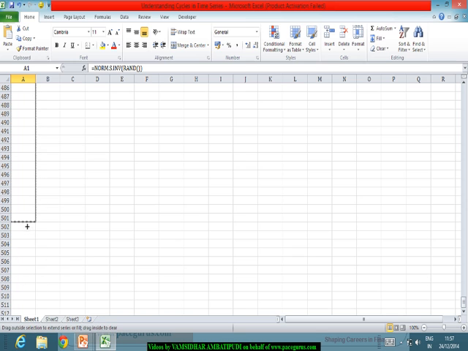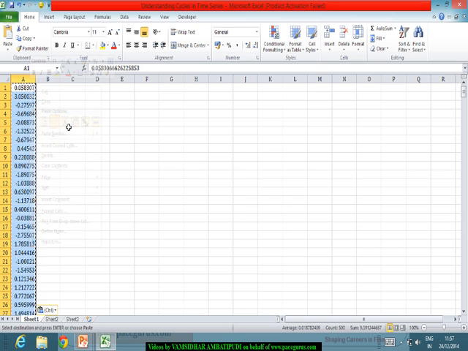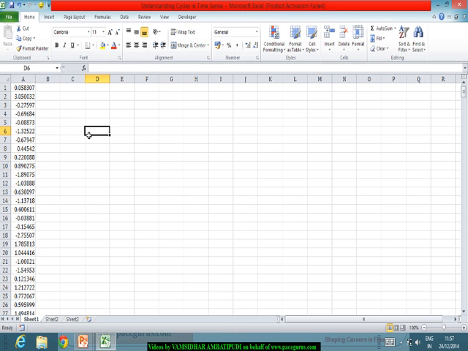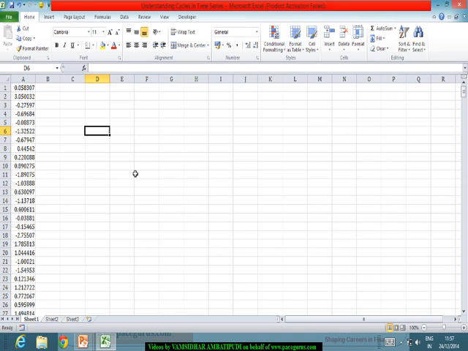Let's assume that these are the real-time values that we have got for some particular process. So this is a simple data set that we have collected. Now, what I would like to do is find out the mean at different points in time.